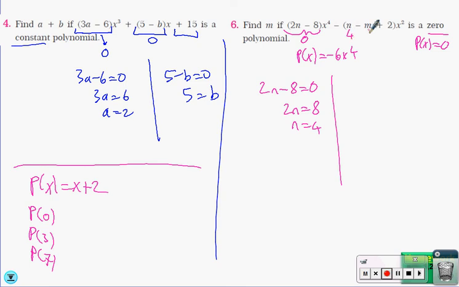Instead of m, if I put 5, 4 minus 5 is minus 1, plus 2 is plus 1. So there will be 1 times x squared. I don't want 1 times x squared. So all the things before x squared should be equal to 0. n minus m plus 2 should be equal to 0. So now we found that n is equal to 4. And minus m plus 2 equals 0. Put 4 in here, 4 plus 2, 6. And done.